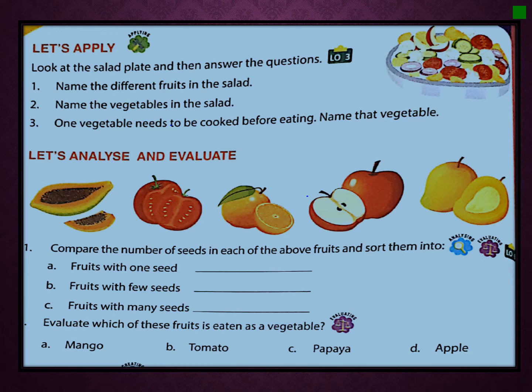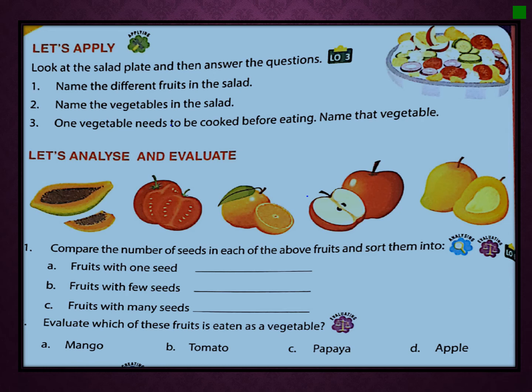Look at the salad plate and then answer the questions. Name the different fruits in the salad. So fruits you have apple, orange or mangoes, that is in yellow. Name the vegetables in the salad. Cucumber, tomato and turnip. Question number 3. One vegetable needs to be cooked before eating. Name that vegetable. Turnip.